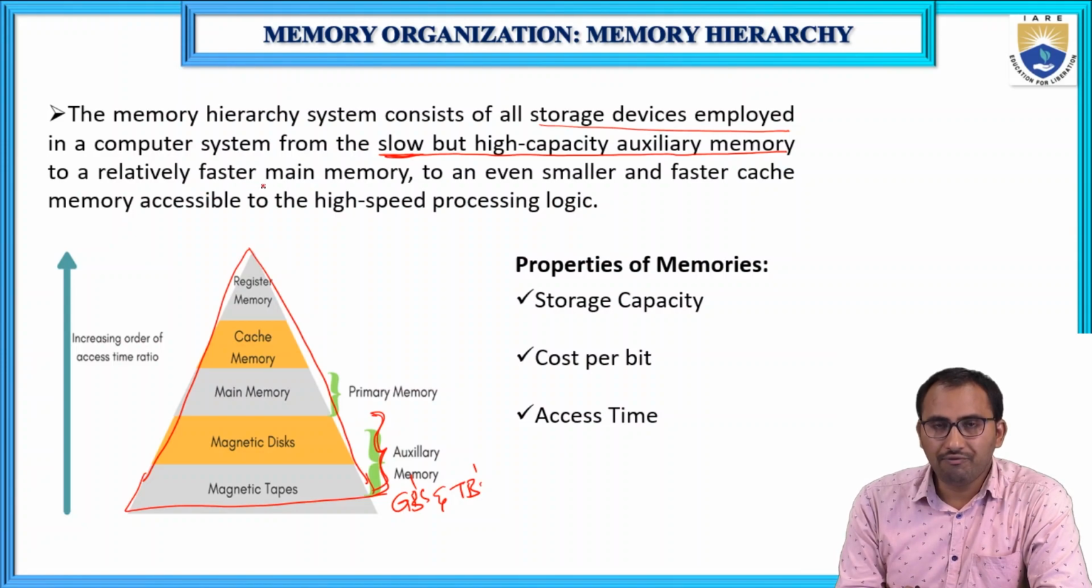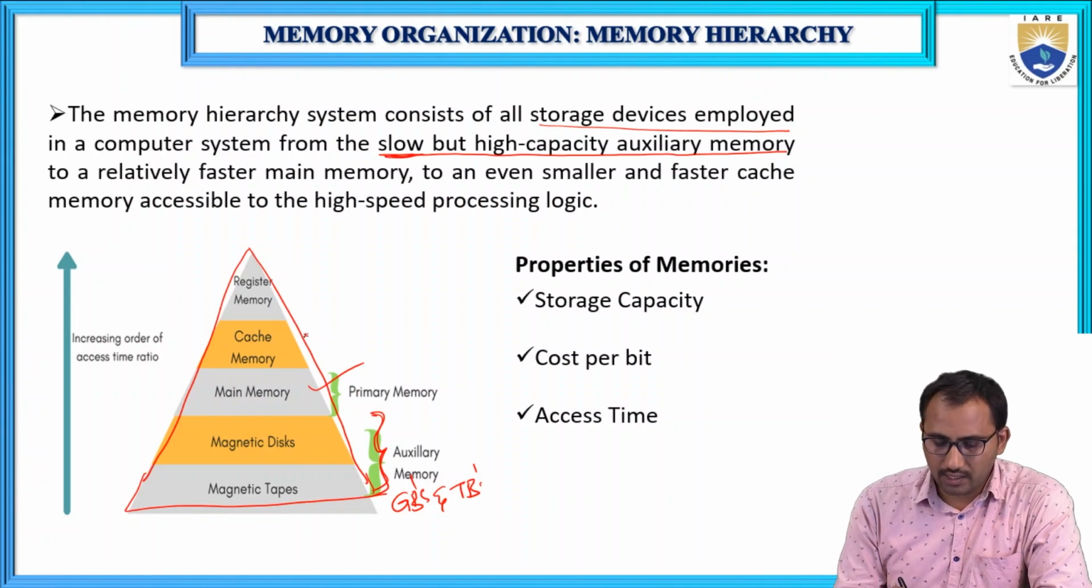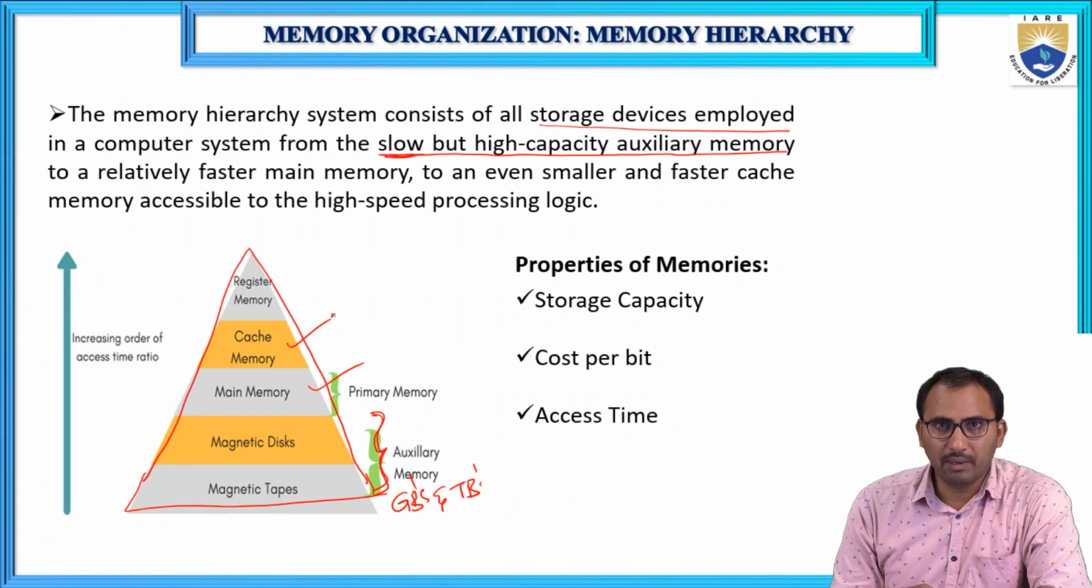To a relatively faster main memory. So after the auxiliary memory, we are using a main memory. To an even smaller and faster cache memory. So after that, we are using cache memory. The size of the cache memory is very small, it will be in some KBs or MBs, but it is expensive because the cost of the cache memory is very high when you compare it with the auxiliary memory devices.